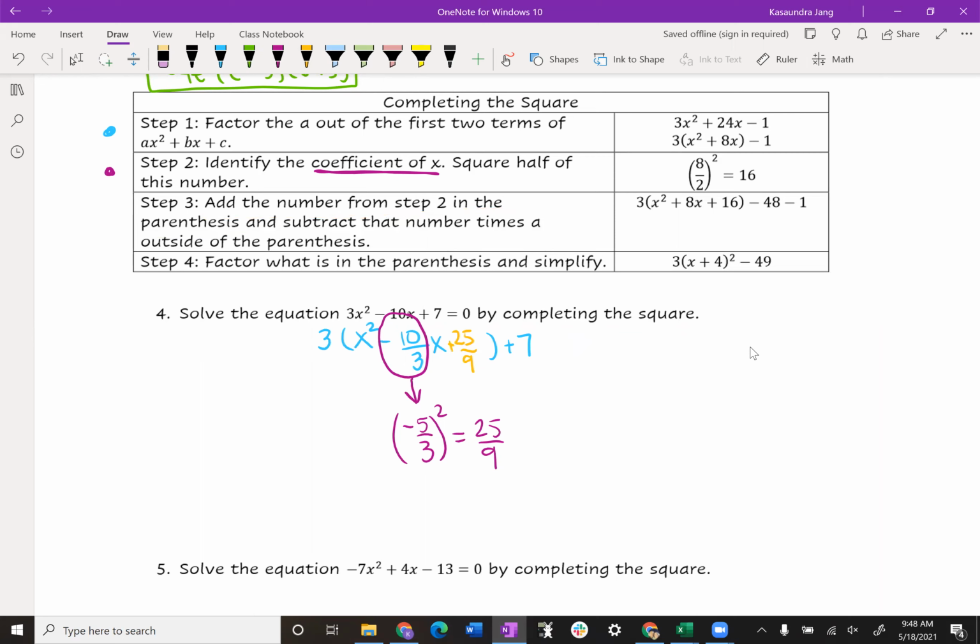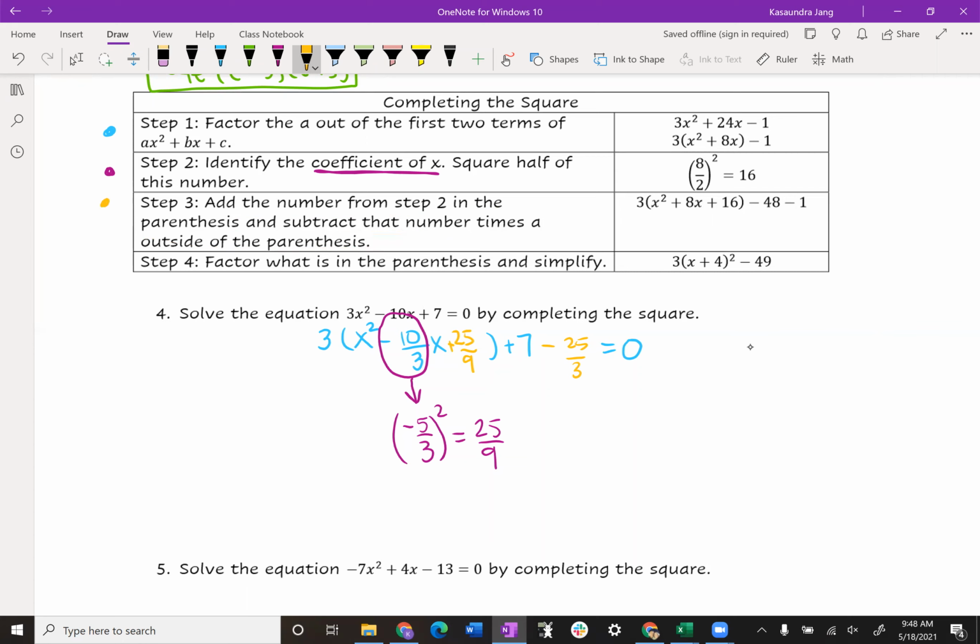My a was a 3, so I'm going to subtract that number outside of the parentheses: subtract my 25 over 9 times 3. Let's see, this I can reduce. 3 goes into 9 3 times, so 25 over 3. All right, so that took care of step 3.